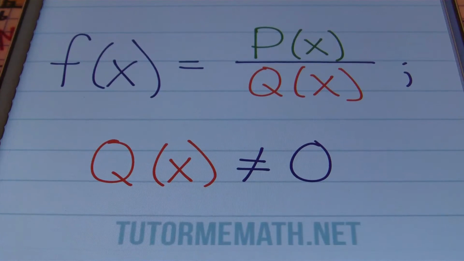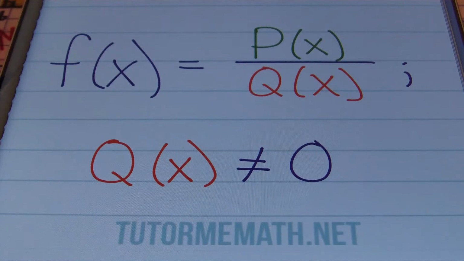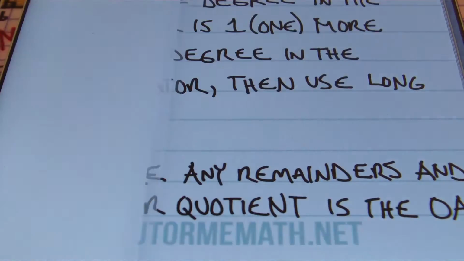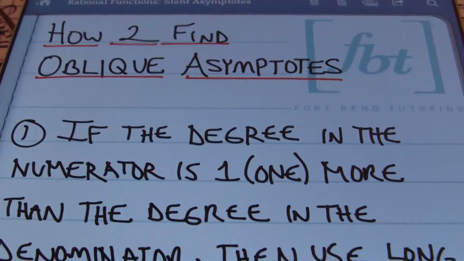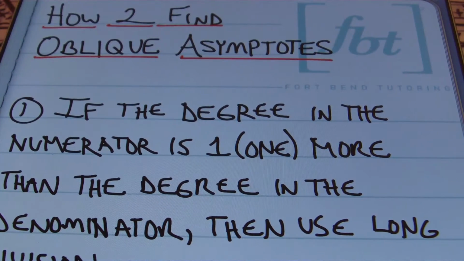So therefore, this is what you're looking at. That's a rational function. And now, let's talk about how to find these slant or oblique asymptotes. All right, here we go. Let me line that up for you. Okay, there it is. How to find oblique asymptotes, aka slant asymptotes.